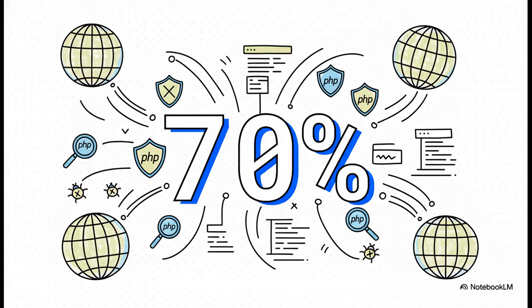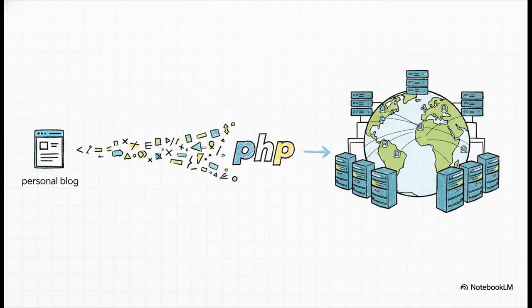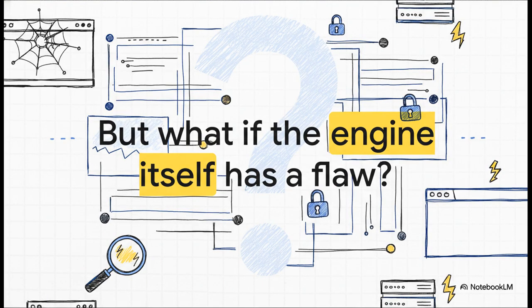Just let that number sink in for a second. You can think of it as the internet's invisible engine. It's the foundational code behind everything from your favorite blog to huge platforms like Facebook and Wikipedia. It's just humming along, silently, in the background. But that begs a pretty scary question, right?